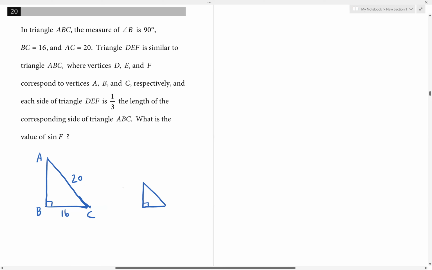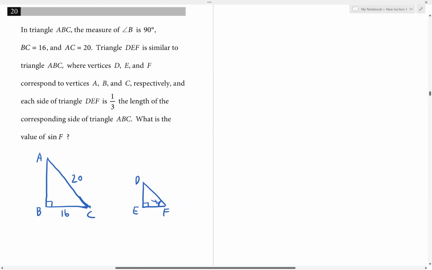So all the angle measures have to be equal, and all the corresponding sides should have the same ratio. And here, the ratio is 1/3. So we draw DEF like that. Since we know the ratio is 1/3, we could solve for these sides, but there will be fractions if we multiply by 1/3. But for this question, what we want is to figure out the sine of angle F. So the sine of angle F is right there.